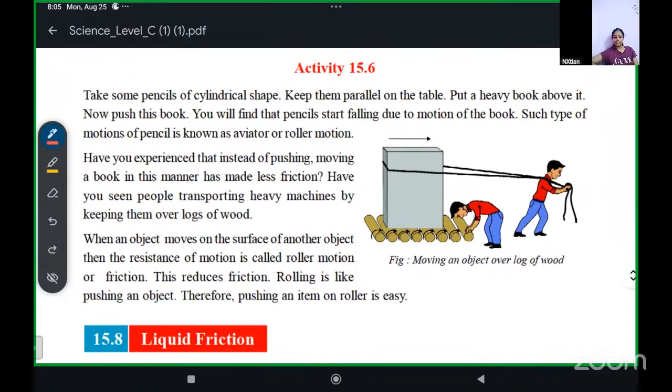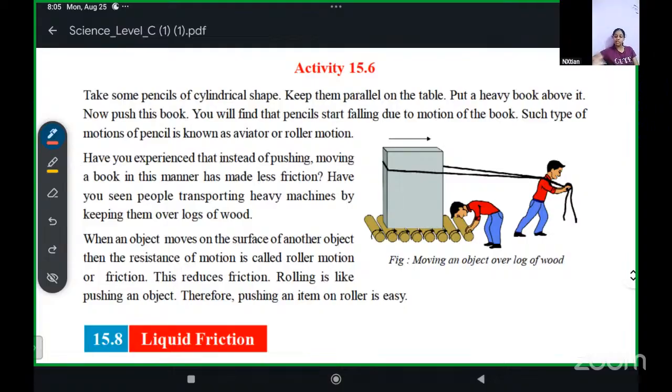Now, take some pencils of cylindrical shape and keep them parallel on the table. Put a heavy book above them. Now push this book. You will find that the pencils start rolling due to the motion of the book. This type of motion of the pencils is known as rolling or roller motion. Have you experienced that instead of pushing, moving a book in this manner creates less friction? Have you seen people transporting heavy machines by keeping them over logs of wood?